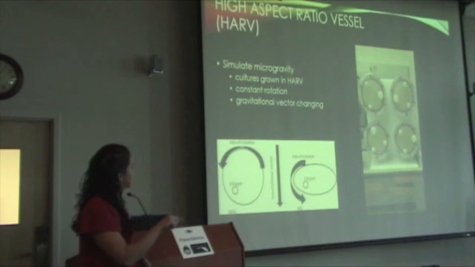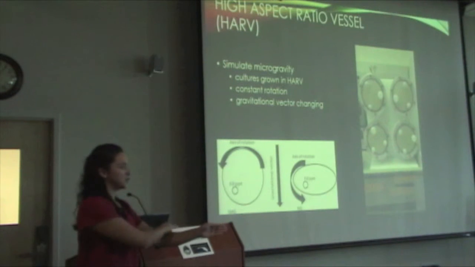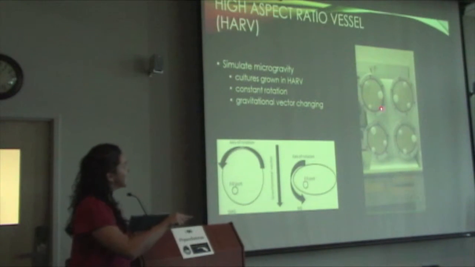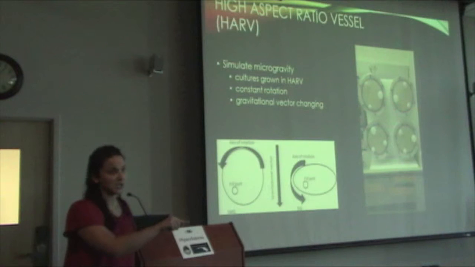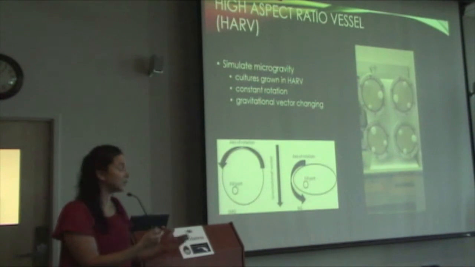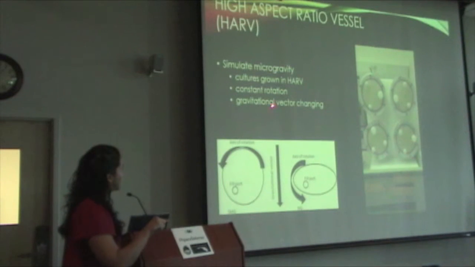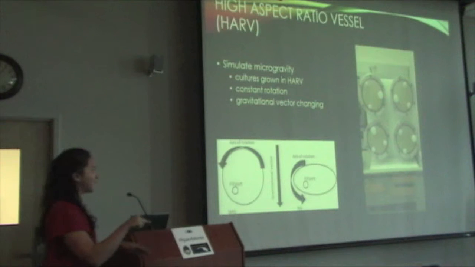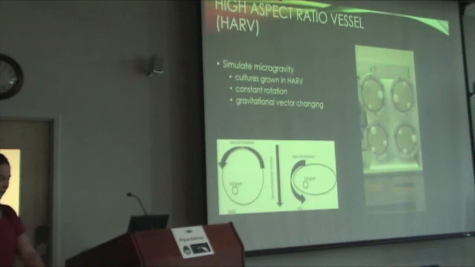What happens is the vessel is essentially perpendicular to a table, and it's constantly rotating, constantly changing, which is exactly what happens in the ISS, which is why astronauts float. So there's a constant rotation, the gravitational vector is changing, and in the gravity control, which you'll see in the video, it's directly on the table, so gravity is constantly coming down.